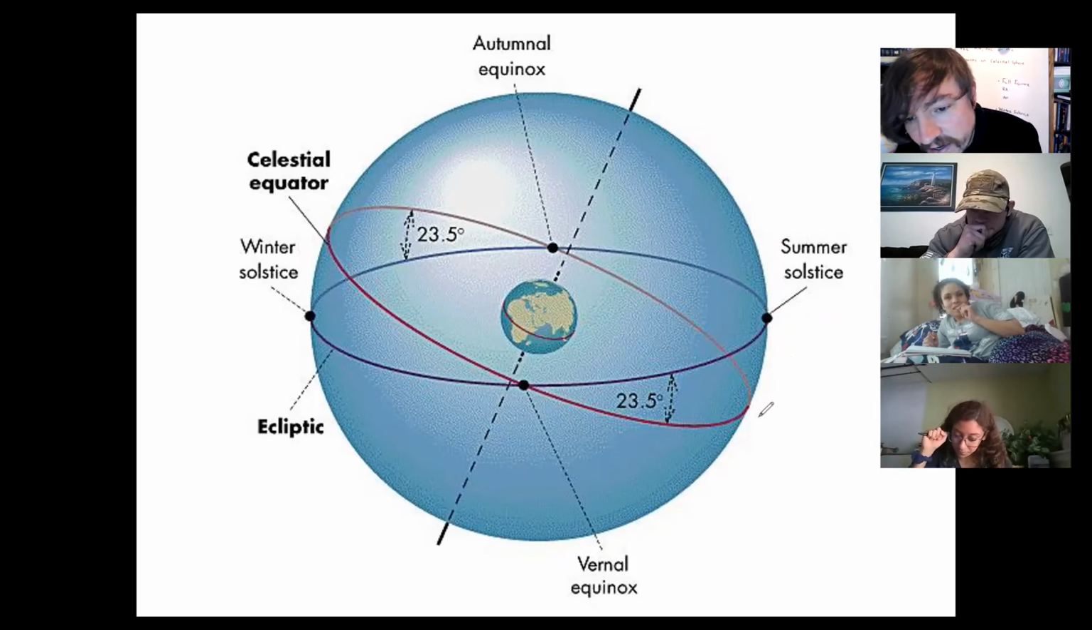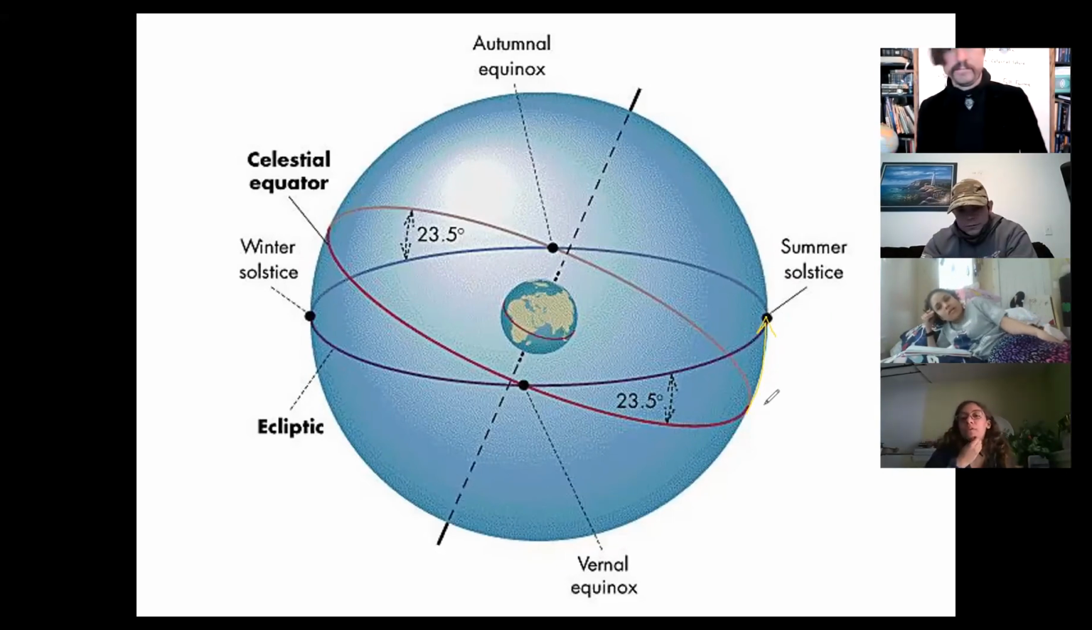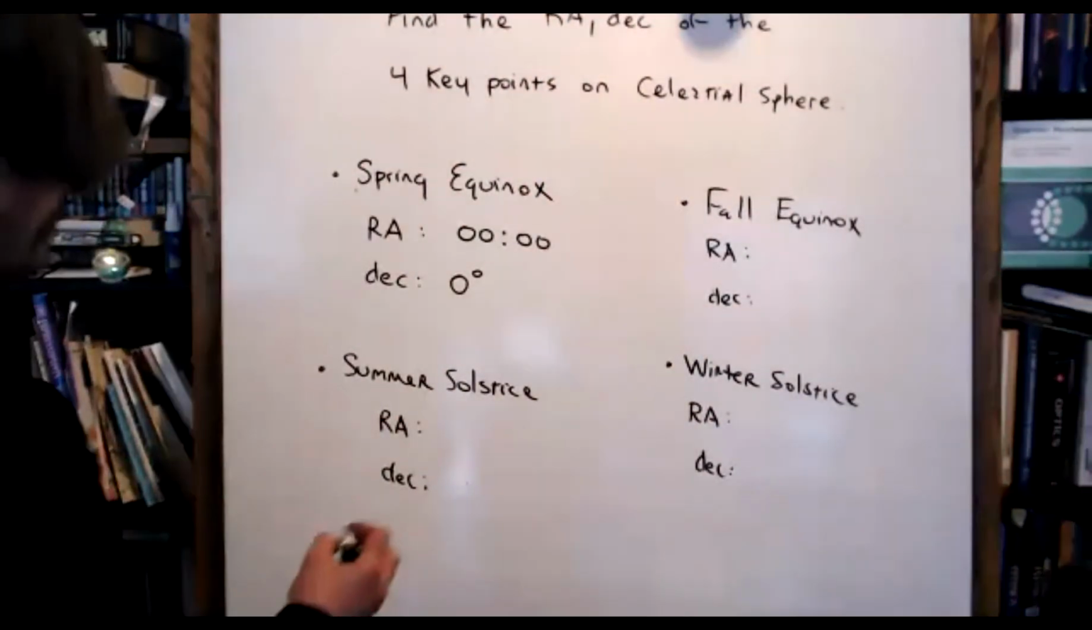What's the definition, Jenna, of declination? Degrees positive or negative from celestial equator. So the red ring is the celestial equator. How many degrees above the celestial equator do you think that is? 23.5. Excellent. It tells you right there. The only critique is positive 23.5, okay?